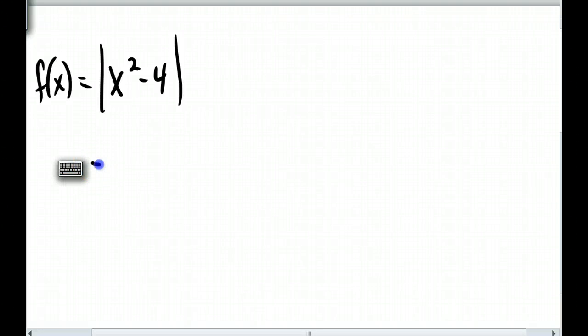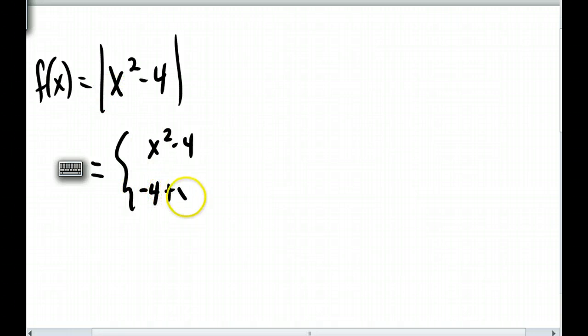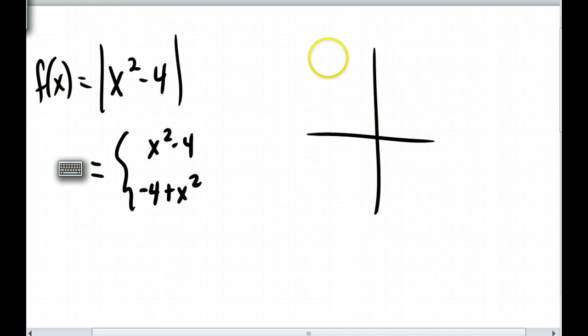So what we can do with this is split it into 2 different pieces, and that's what we want to do. One piece is going to be simply x squared minus 4. That's the piece that looks the same. And then the other piece is going to be exactly the opposite. So we're going to change both signs in here: -4 plus x squared. Now the only thing is we've got to figure out which intervals this occurs on.